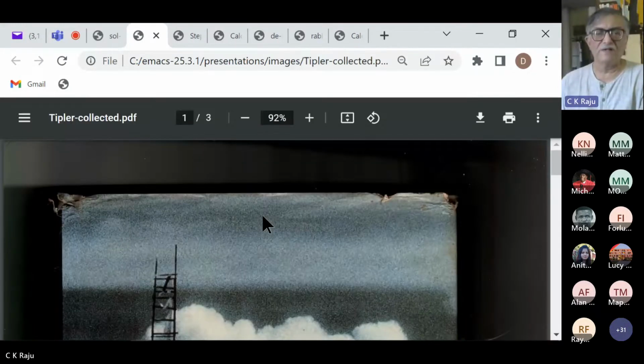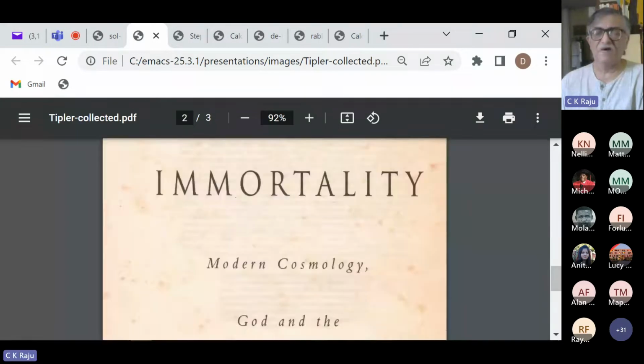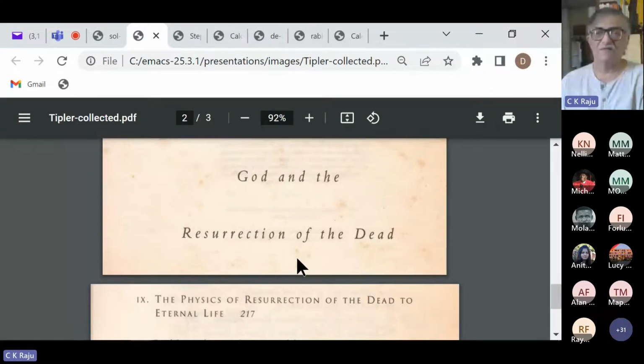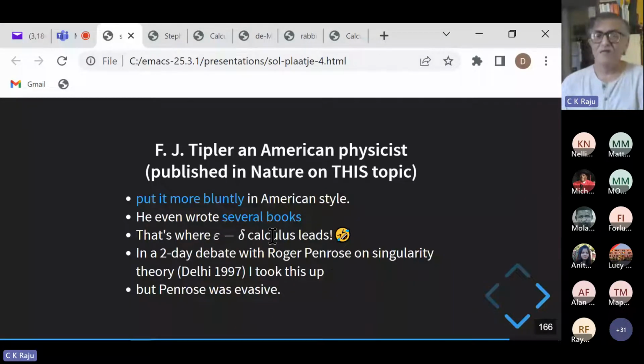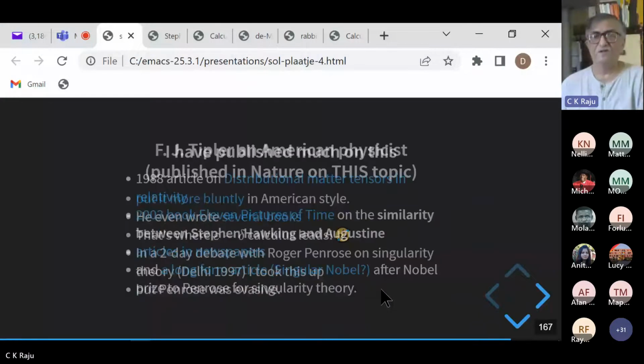So, Physics of Immortality. See, it's where we have gone from calculus, modern cosmology, God and the resurrection of the dead. So he's talking about when will the dead be revived, will the dead be raised, why will the dead be raised, and so on and so forth. And he publishes in Nature, he says, I have so many papers in Nature, you better believe what I say on the authority. So I raised this issue, I had a debate with Roger Penrose on singularity theory in 97. Penrose was evasive.